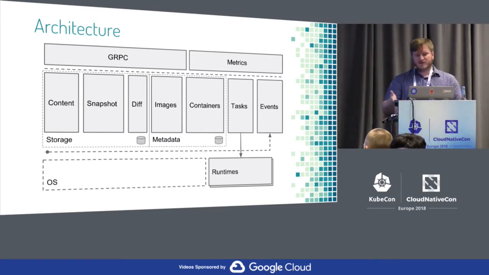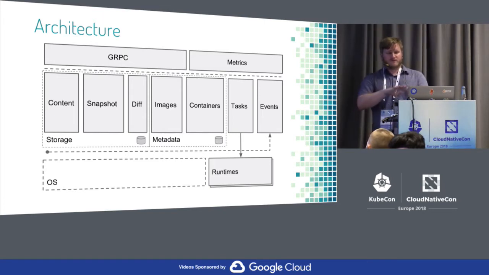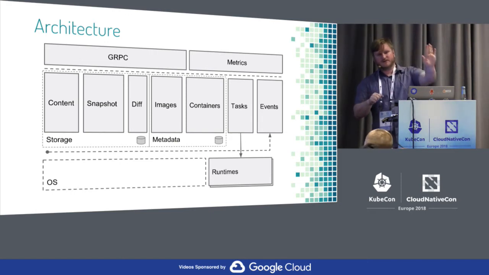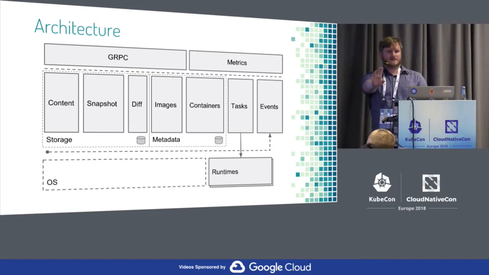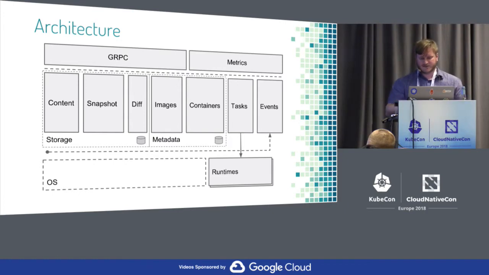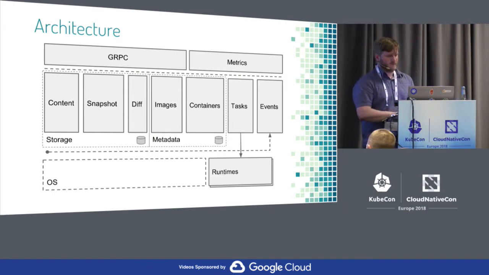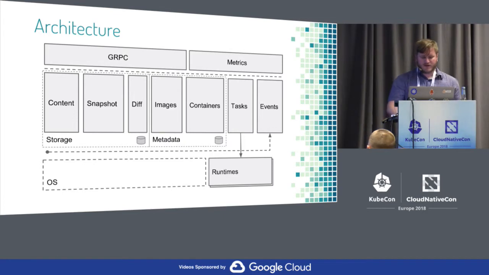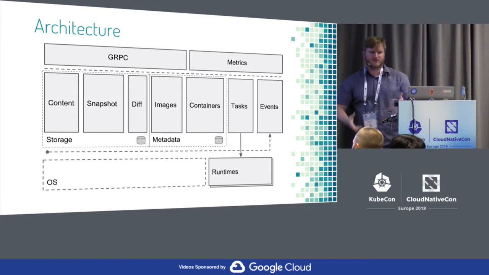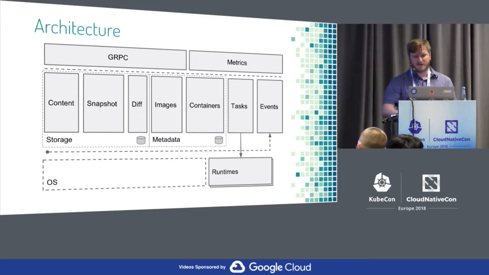Then the tasks service is actually what runs containers. We split this out from what was in Docker, so you have a metadata thing that says, here's my container, here are all the resources that use it, and then here are the runtime aspects of it. It means you don't have to keep writing state into your container, which removes a lot of locks, so it's capable of much higher performance when running containers. Then all this sits on top of an operating system and runtime. We try not to abstract any of this so that you can do whatever you want.